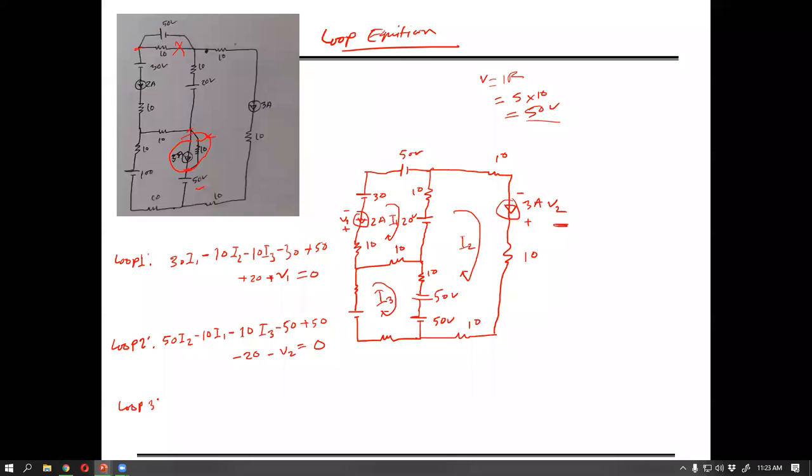Loop 3, sir. What about 10 I2? At first, all resistance. Resistance 10. Okay, so a distance term. This is also 10. And this is the 100 volt. Okay. So now, loop 3. Total at first, total distance 40. Okay, so 40 I3. Then minus 10 I1. This is a sharing distance. So this is the minus 10 I1. Then minus 10 I2. This is also a sharing distance, 10 I2.